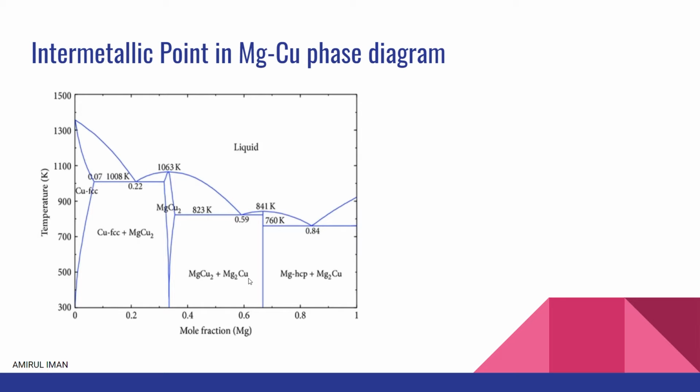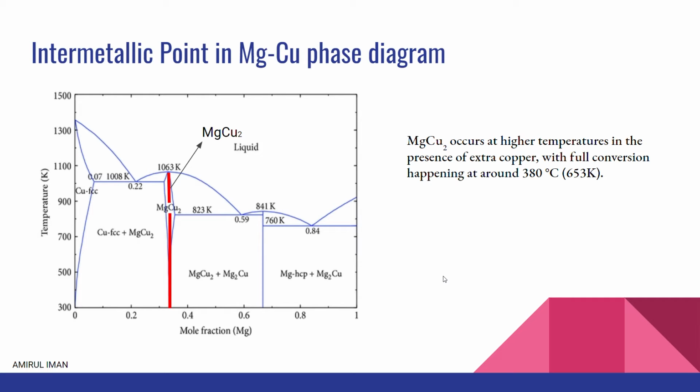So the first intermediate point in our phase diagram is here, MgCu2. So MgCu2 occurs at a high temperature with the presence of extra copper. So as the MgCu2 cools down, it fully converts at around 380 degrees Celsius or around 653 Kelvin.